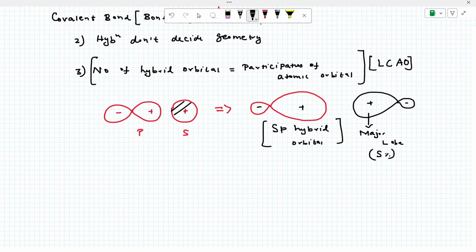Now இது s தானே, இது s ஃபுல்லா. இது small minus இருக்குல்ல, is a minor lobe. This is minor lobes. This is more p percentage. This is more s percentage. Please note.